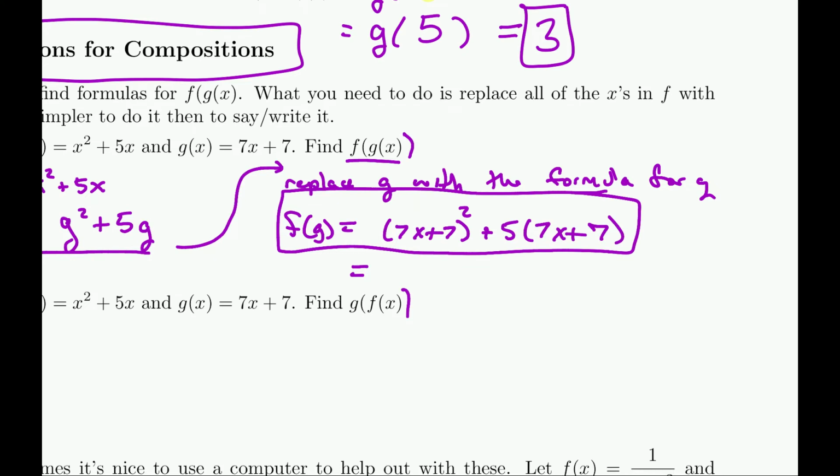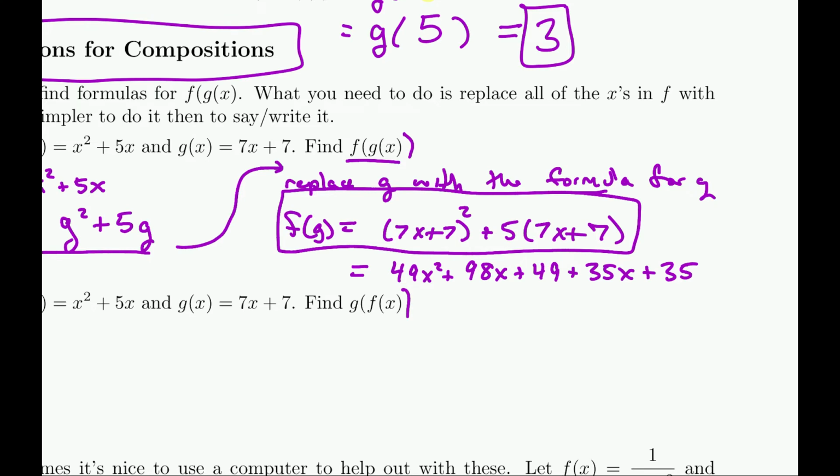So like this 7x plus 7 can be FOILed. You would get 49x squared plus, what would you get? 49 plus 49 would be 98. So plus 98x plus 49 plus, and then if I FOIL these two out, or not FOIL, but distribute, 5 times 7x is 35x. And then 5 times 7 is 35. Plus 35.